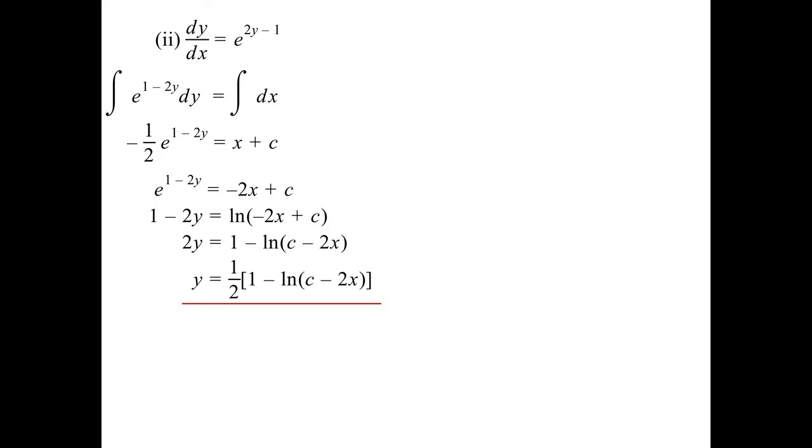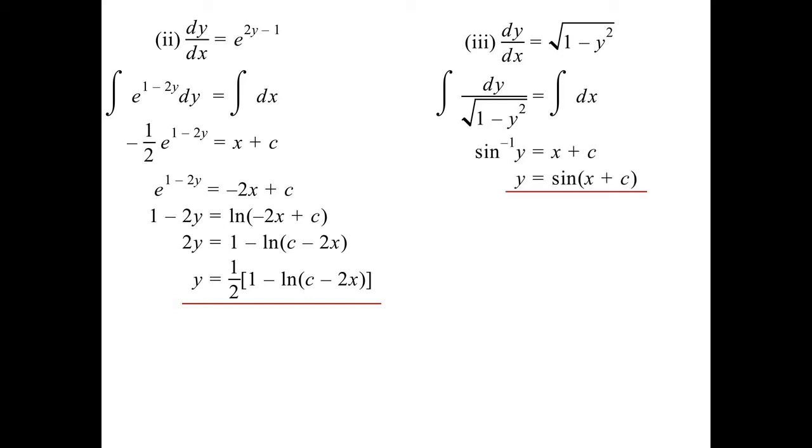So we get y equals half of (1 minus the log of whatever that constant is, minus 2x). Next, one over the square root of (1 minus y squared). Which one's that? A square root of 1 minus y squared. That's inverse sine? Yeah. Or negative inverse cos if you prefer. So inverse sine of y is x plus a constant. So y is sine of (x plus c).